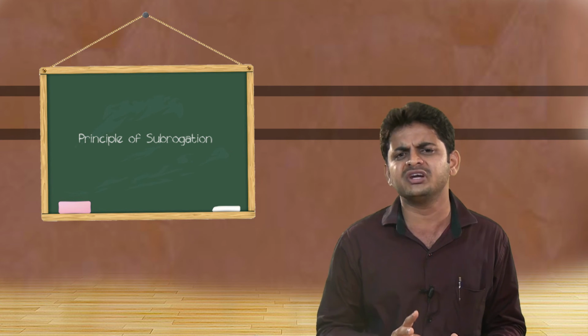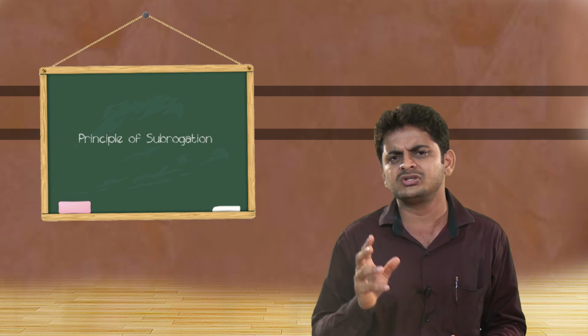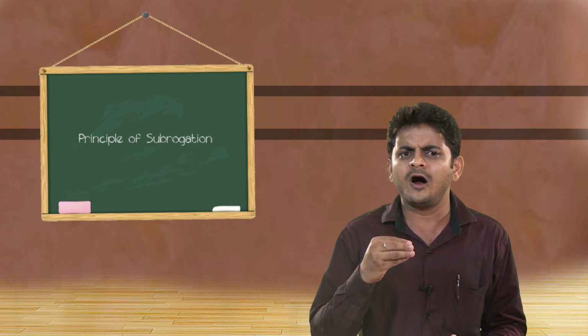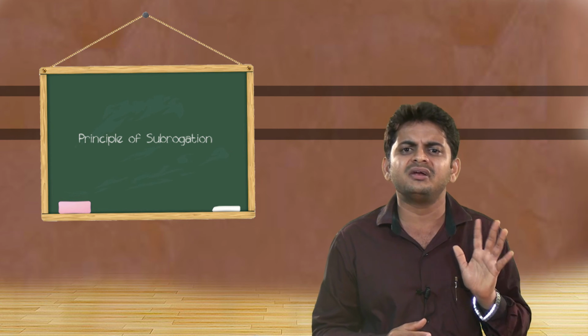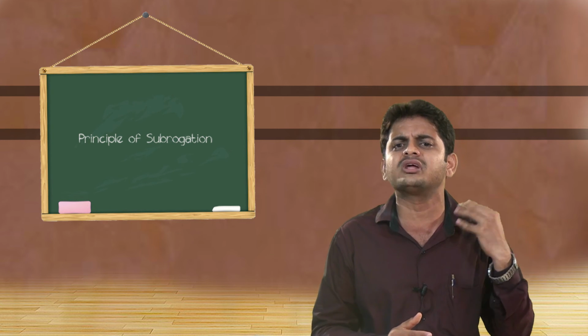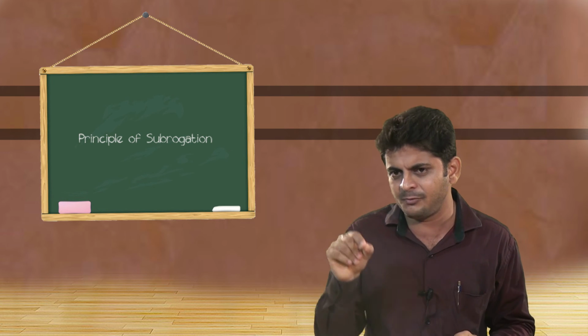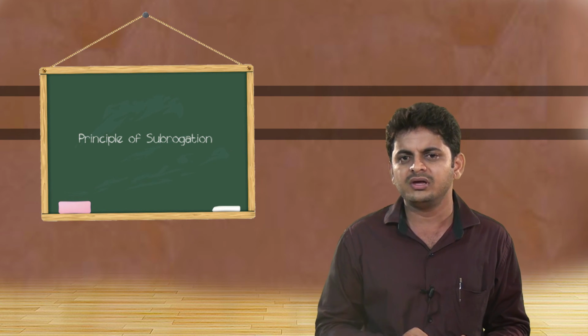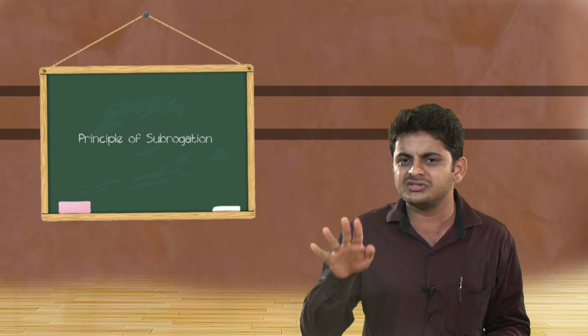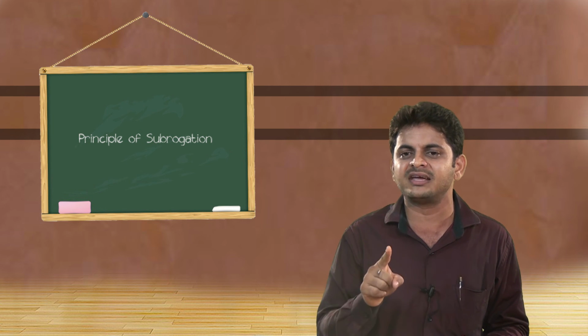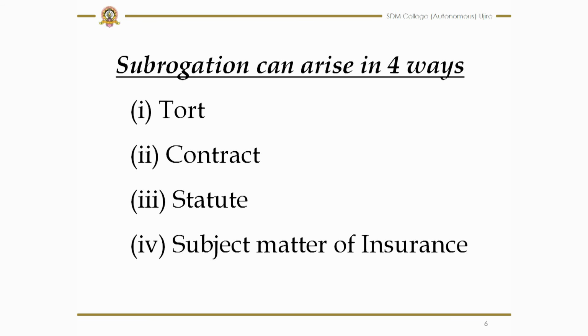Third, statute. The constitution itself gives the right to recover if the loss occurred due to the negligence of a government department. In that case, you have the right to recover from the government department. Fourth, subject matter of insurance, which is a very important aspect of our discussion now. Where the property which is damaged is the subject matter of insurance, the insurance company will get the right to recover the compensation from the third party after giving compensation to the insured party. So, this is about the principle of subrogation.